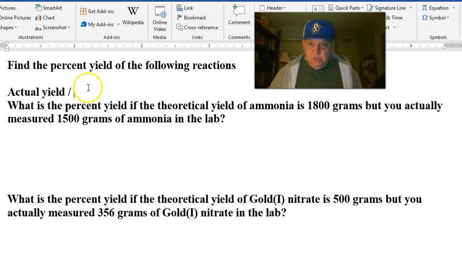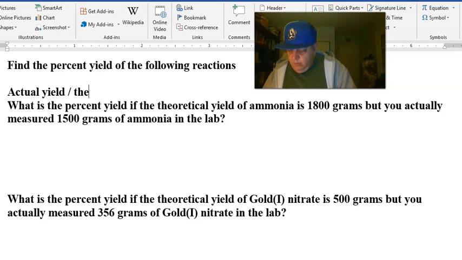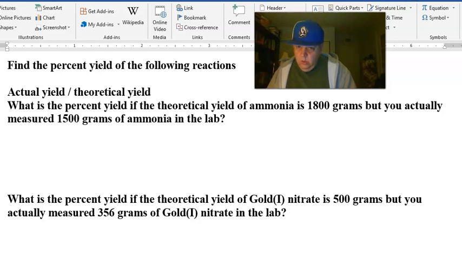Just go ahead and use the slash mark like this. That will tell me, hey, this is a division sign. Okay, so now I have actual yield divided by theoretical yield. Now, I want to point something out.